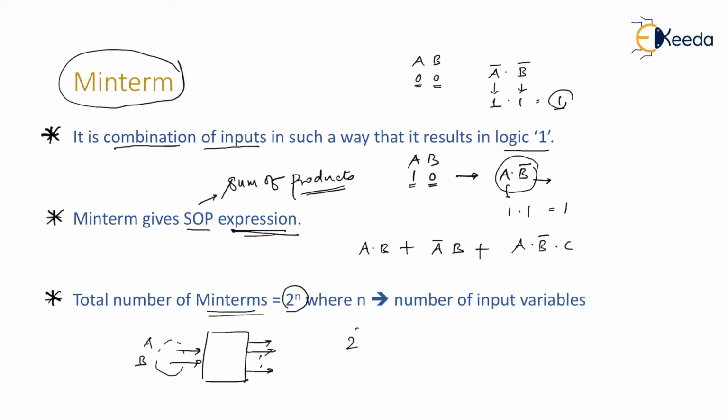That is 2 raised to 2, which is nothing but 4. So please remember that the total number of minterms possible is always equal to 2 raised to n, where n indicates the number of input variables. It has nothing to do with output variables. It is only going to consider the number of input variables. I hope the introduction to minterm is quite clear to you.